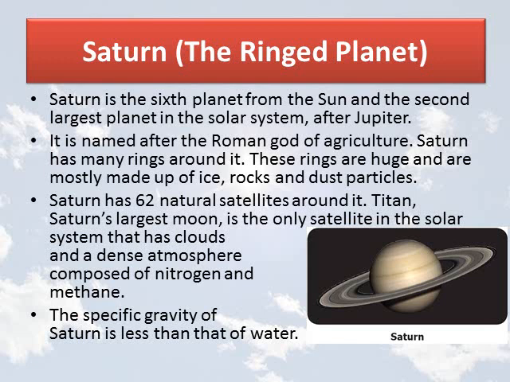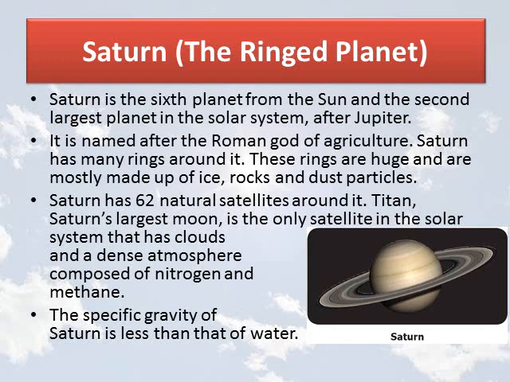These rings are huge and are mostly made up of ice, rocks, and dust particles. So rings are made up of ice, rock, and dust. Saturn has 62 natural satellites around it. Titan, Saturn's largest moon, is the only satellite in the solar system that has clouds and a dense atmosphere composed of nitrogen and methane. The specific gravity of Saturn is less than that of water.